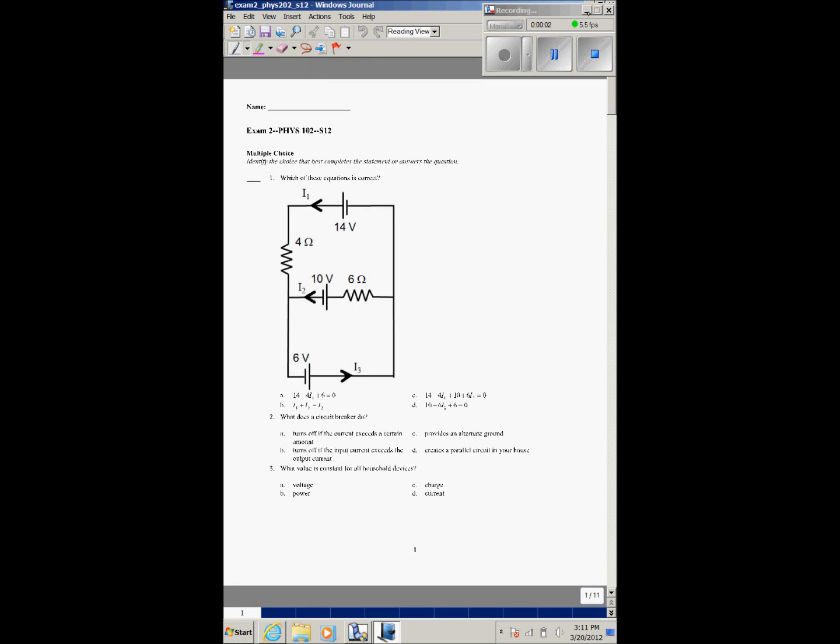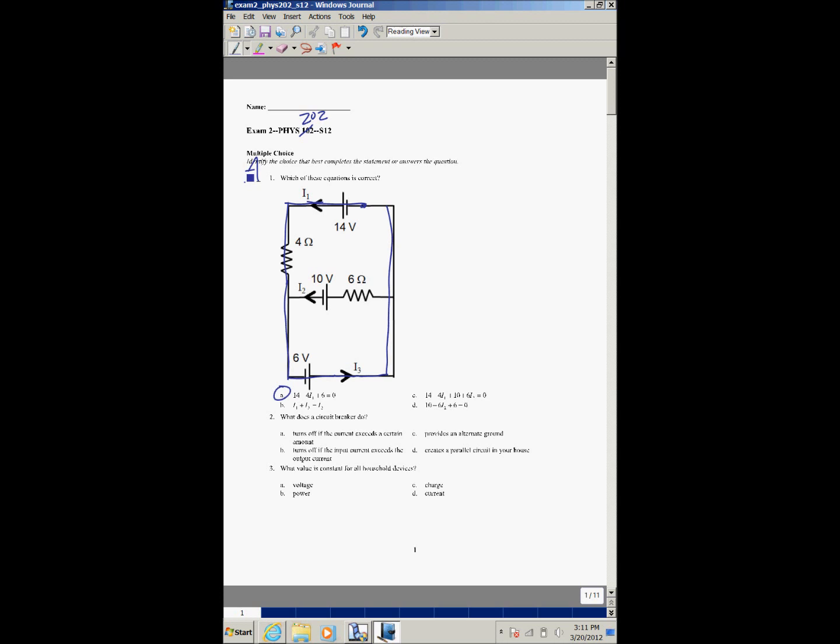Okay, this is the Physics 202 exam for spring 2012. Which of these equations is correct? Alright, so I just want to go through each equation, although in this case it's the first one. We have 14 minus 4i1. Starting here, positive 14 minus 4i1, that's correct because I'm going with the current. And then plus 6 equals 0, so A is the answer.